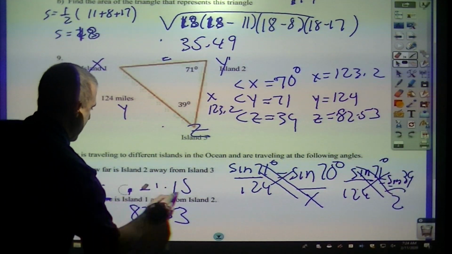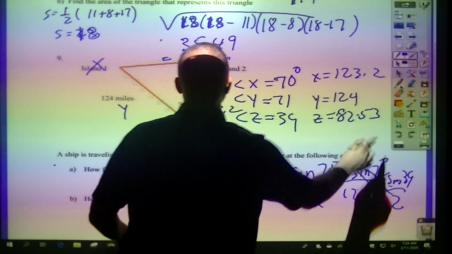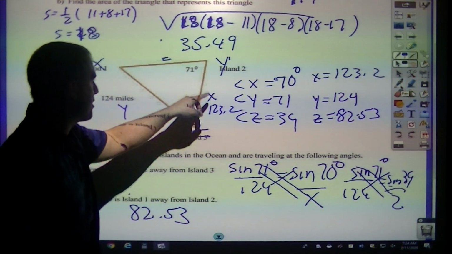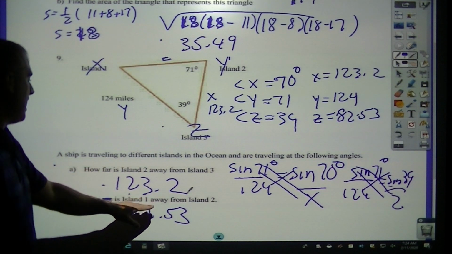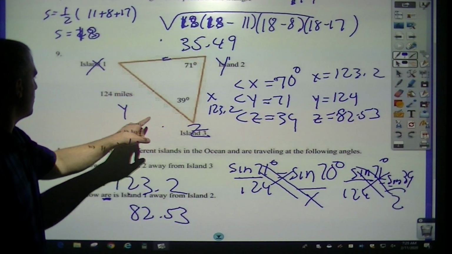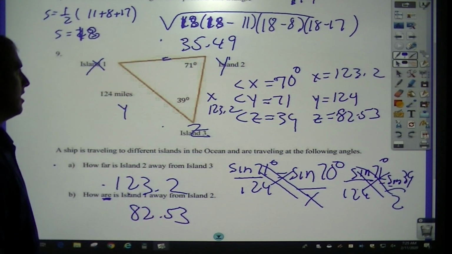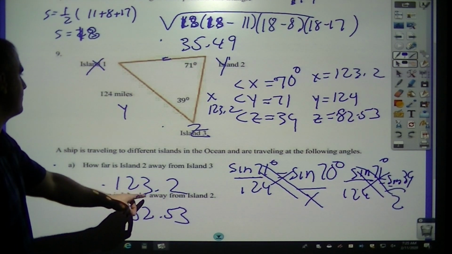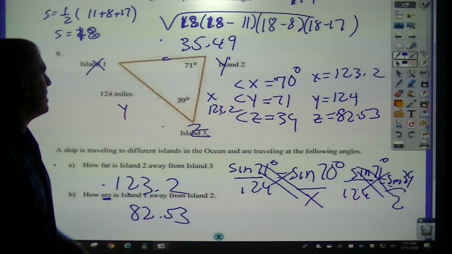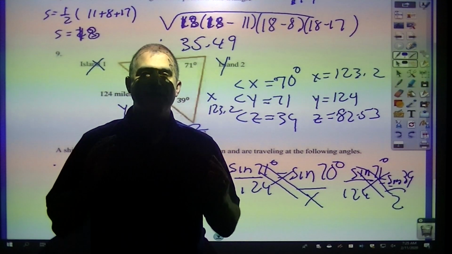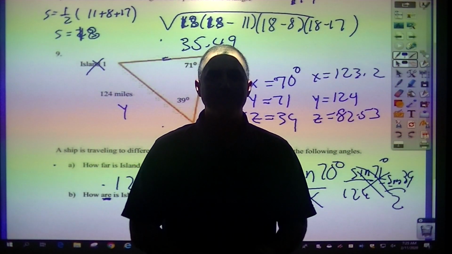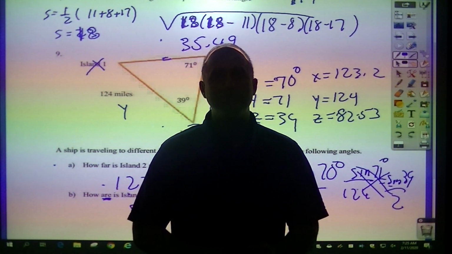So what I would look at is what these are. Island 2 to island 3 would be side x, which would be 123.2. Island 1 to island 2 would be z, which would be 82.53. If you understand how the formulas work, you just have to practice this. There are a lot of calculator skills in this unit.